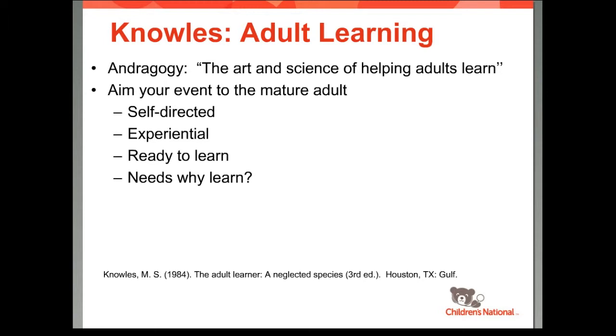The first step that we have to keep in mind is from Malcolm Knowles, where he defined adult learning, separating it from what we've all come through the education system as an andragogy, which is focused on the art and science of helping adults learn. And as Janice just mentioned, we're aiming our events to the mature adult who is self-directed, experiential, ready to learn, but also needs to know why they're learning what they're learning. They're focused on the experiences and making sure that we're able to address and form our simulation event to address those.